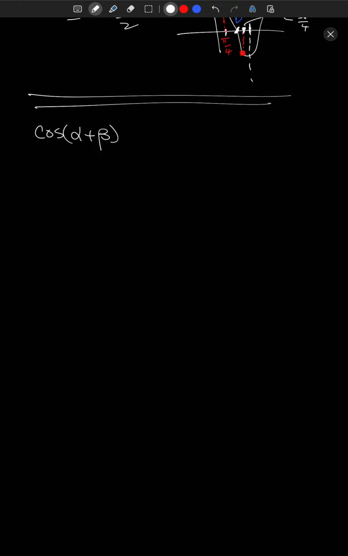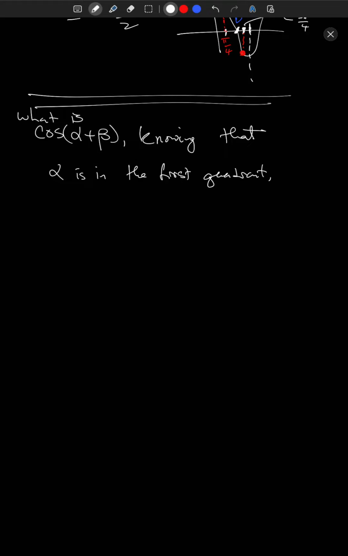And I know a few things. Let me write this. What is cosine of alpha plus beta, knowing that alpha is in the first quadrant, sine of alpha is equal to 1/3, beta is in the second quadrant, and also that cosine of beta is equal to 1/10.